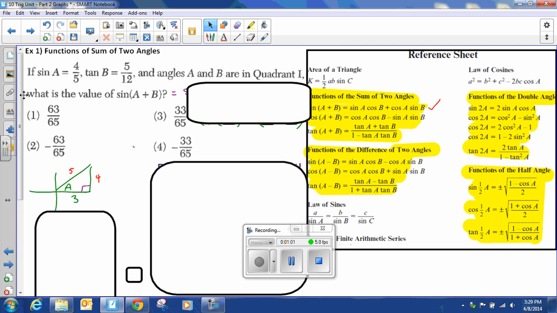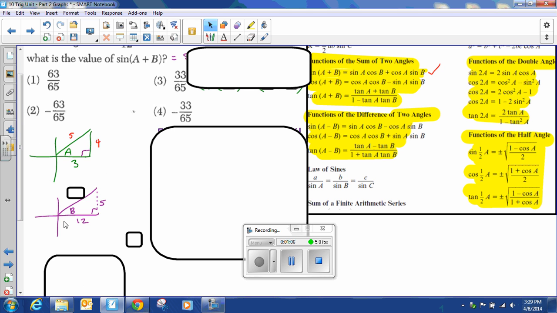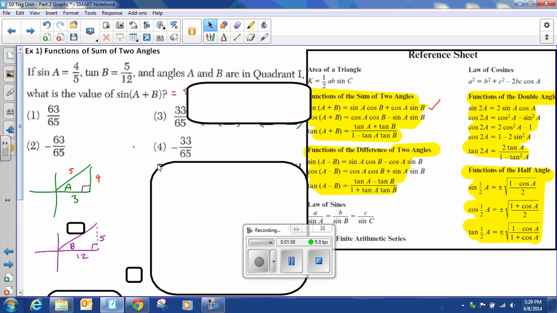The next angle is B, and from the given information, we know that B looks like this. Because tangent of B is 5/12, we know it's opposite over adjacent, and the hypotenuse is 13 because this is a 5, 12, 13 triangle. So now that we have this much information, we can definitely find all 6 trig functions if we needed to.